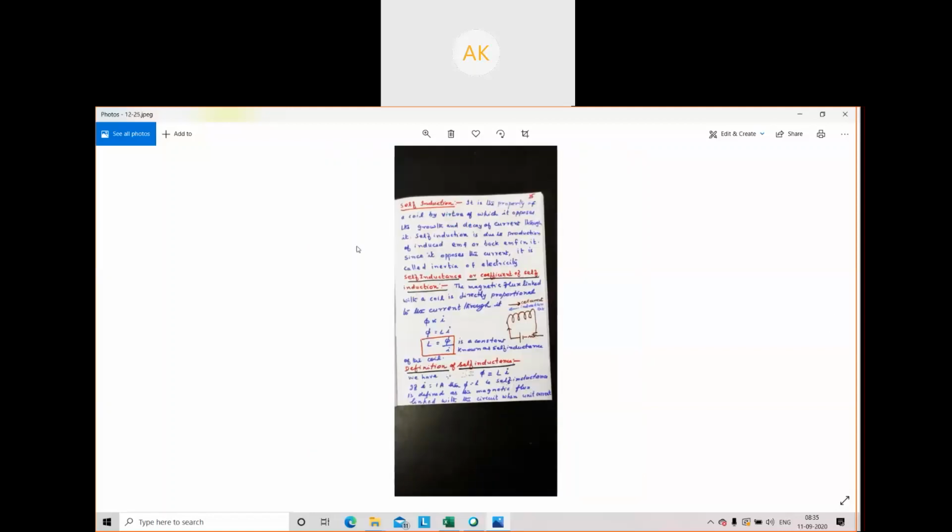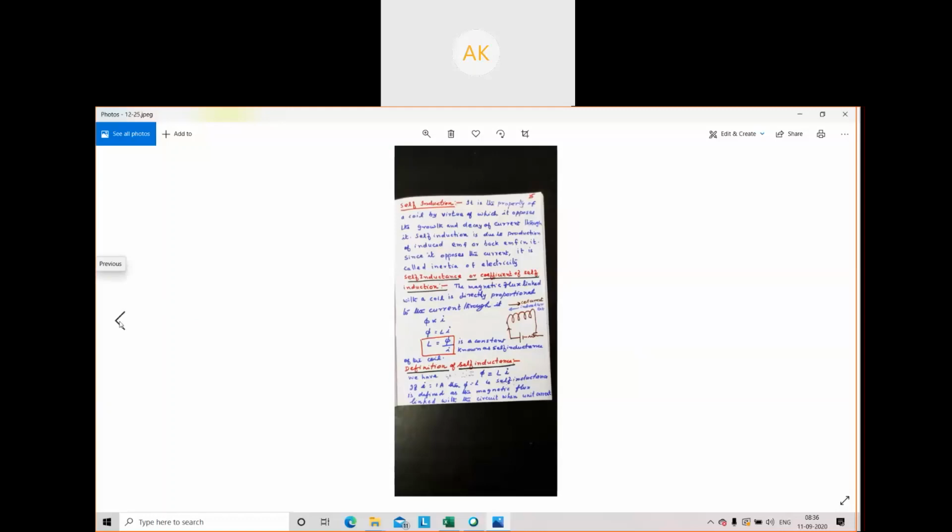Okay, so eddy current, what all things do you have to study? What is eddy current? Eddy current is the current induced in the body of a conductor when it is kept in a varying magnetic field. How will you calculate the magnitude of eddy current? Current I equals E by R, E equals minus dφ by dt. When we take the modulus, I equals dφ by dt by R.